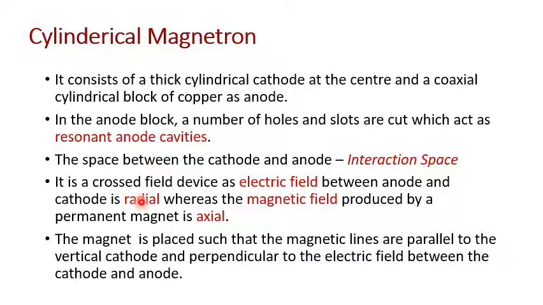The cylindrical magnetron, as I said, is an example of a crossed field device in which the electric field is perpendicular to the magnetic field. In this case, the electric field between the anode and the cathode is radial, whereas the magnetic field that is produced by a permanent magnet is in the axial direction. The magnet is placed in such a way that the magnetic lines are parallel to the vertical cathode and perpendicular to the electric field which exists between the cathode and the anode.